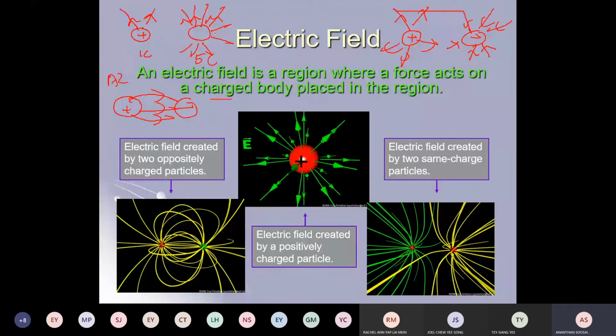Normally, they go for point charges. The one shown here is quite a complex one, 3D. I don't think they will ask this. The most I think maybe positive and negative. This pattern you have to know.